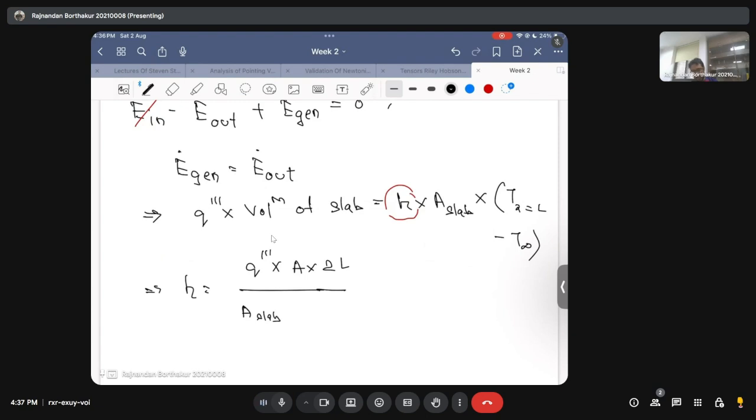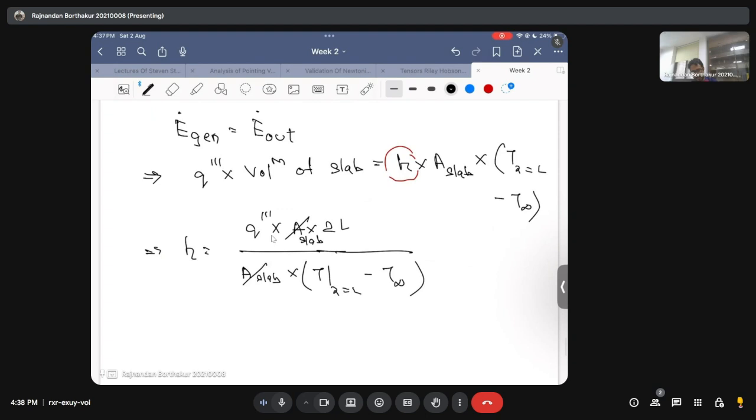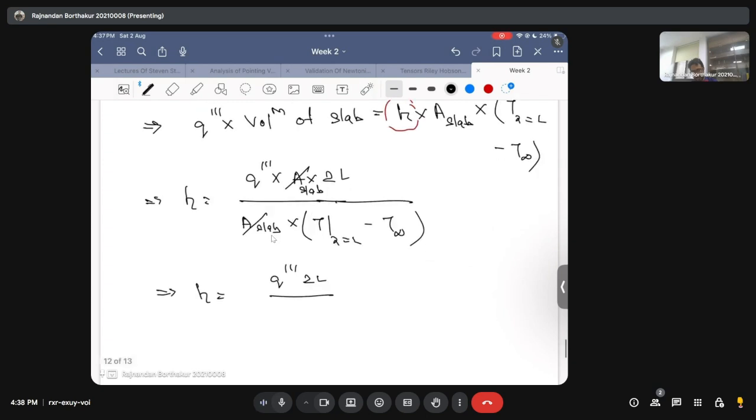So this area and this area are exactly the same. So this is also the area of the slab times T at x equal to L minus T infinity. So this basically gets cancelled. So you can say that your h is just going to be Q double prime twice L divided by T at x equal to L minus T infinity. If you just evaluate this, you can easily show that you will get the same answer for the heat transfer coefficient, which is just 5 watt per meter square Kelvin.